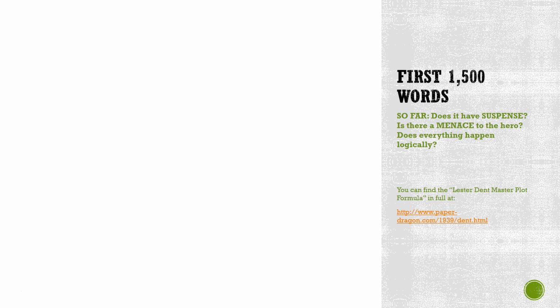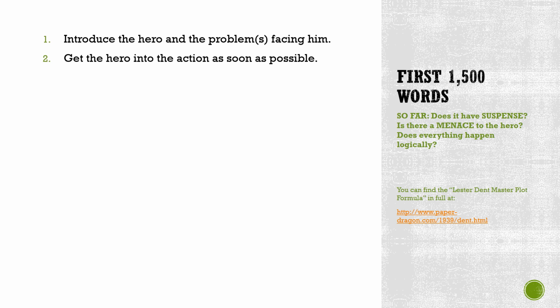So the way it works is that in the Lester Dent master plot formula, he divides it into 4 different sections. Each section is a 1500 word section. And in the first section, you have these points. You introduce the hero and the problems facing him. You get the hero into the action as soon as possible. You introduce all major characters of the story as soon as possible.